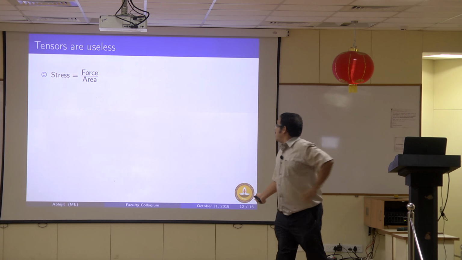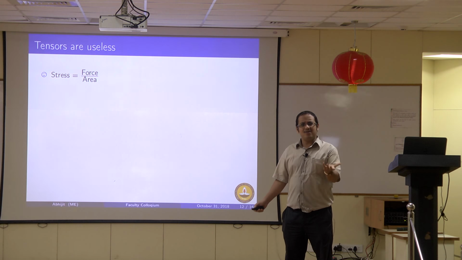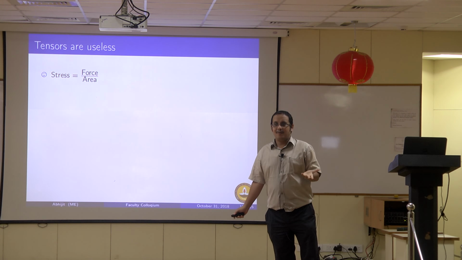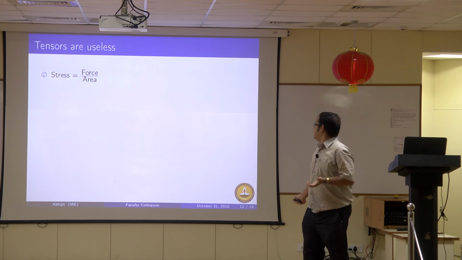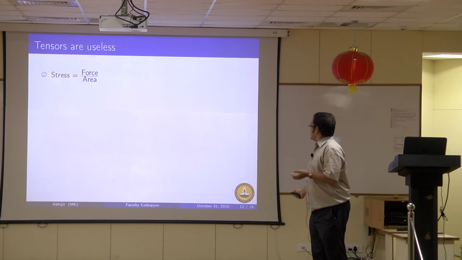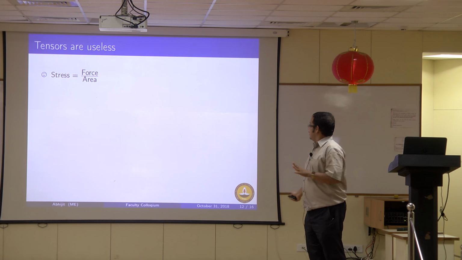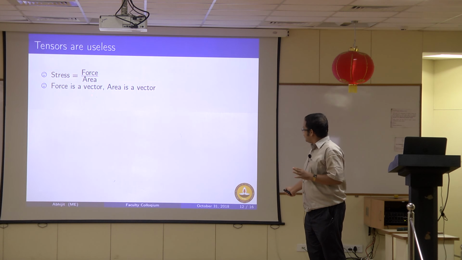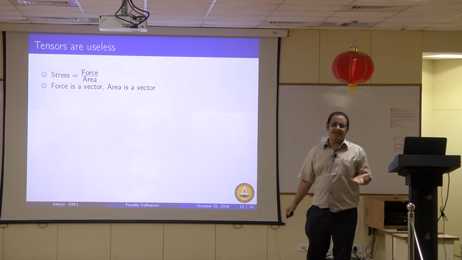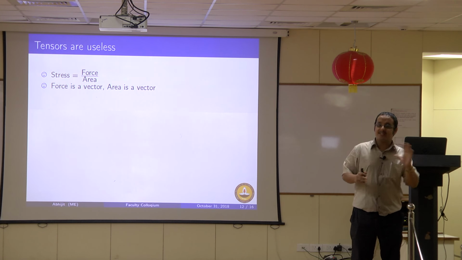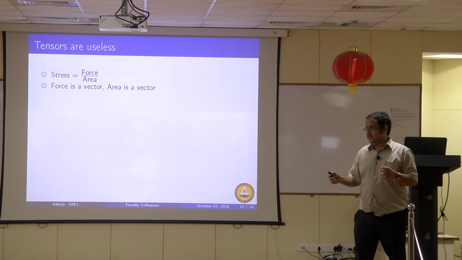Tensors are useless because I know what stress is. Stress is force by area. Everyone knows that. What are these people getting into with tensors? I am very happy actually. Stress is force by area, and I am a happy kid with this definition. I know that force is a vector. I also know that area is a vector, because it has some magnitude for sure, and the orientation of that area is a vector. So fine, it's a vector.